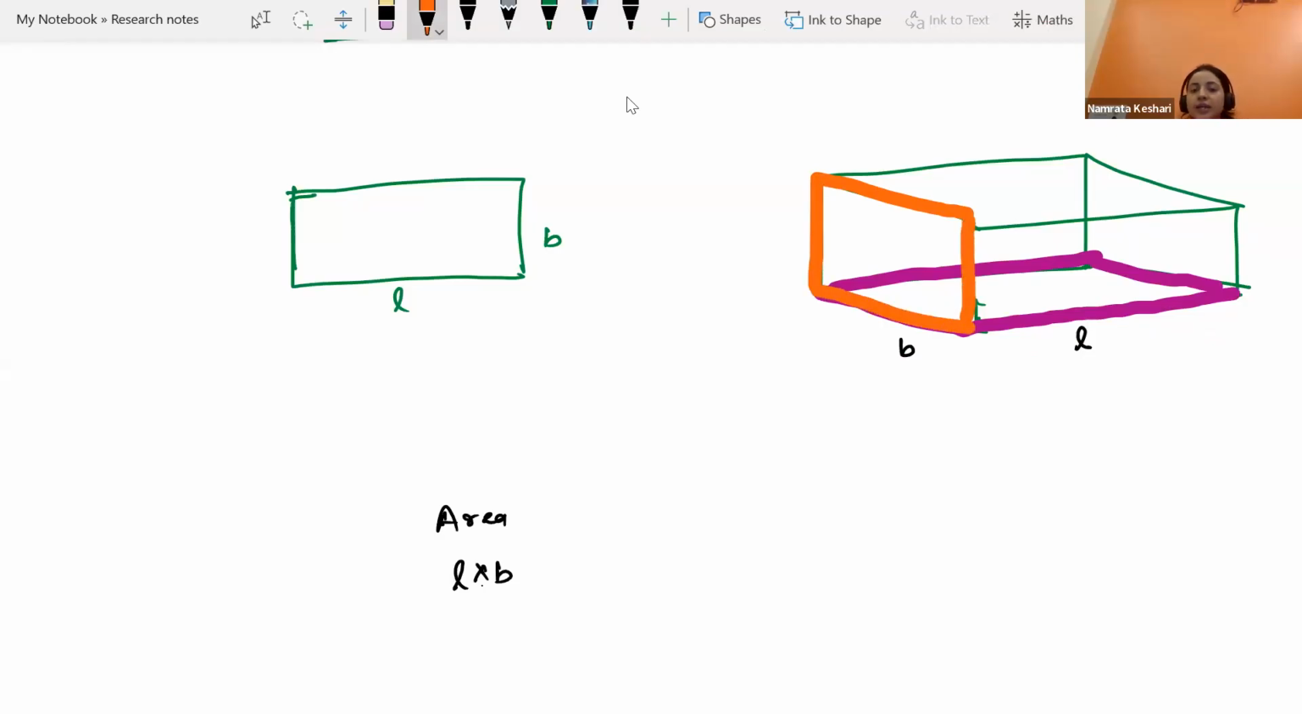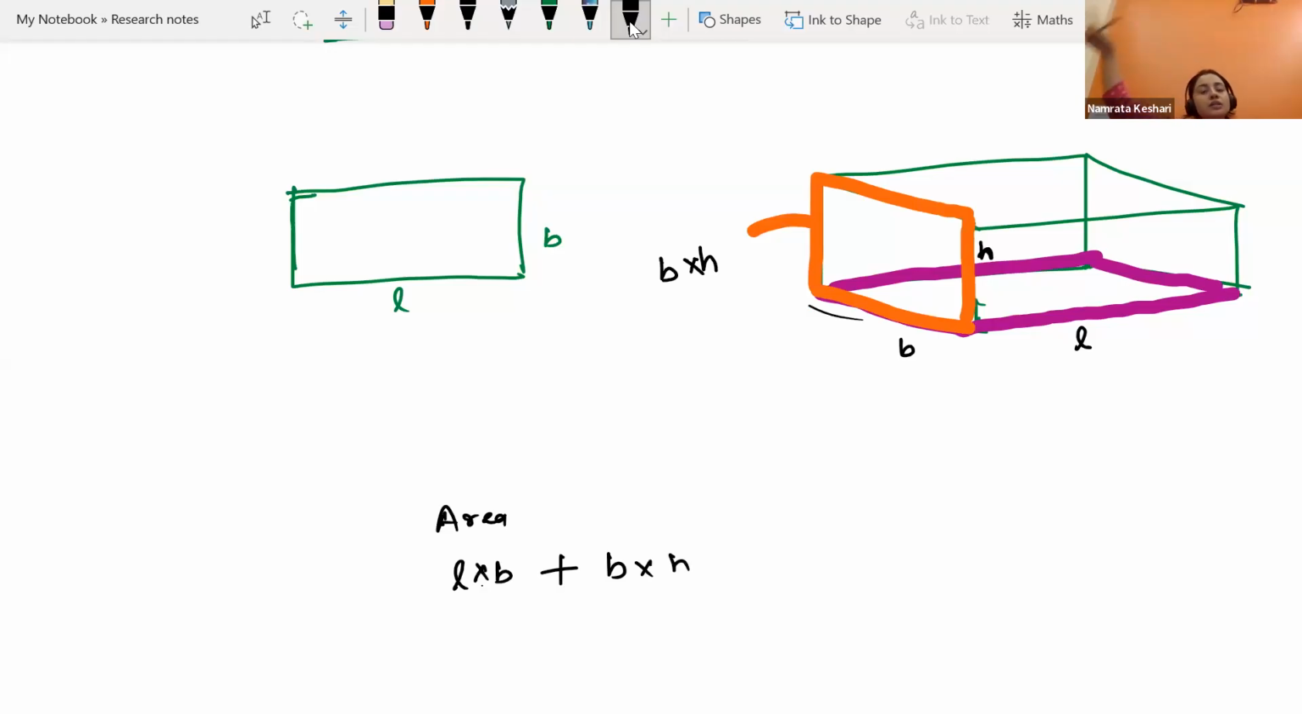Now we have this rectangle also. Here breadth is there. We'll be finding the area of this rectangle also. But think about it. Here one measurement is breadth and the other we are going to call height. Is it making sense to everyone? Yes. So for this orange colored rectangular surface, the area will be breadth into height.